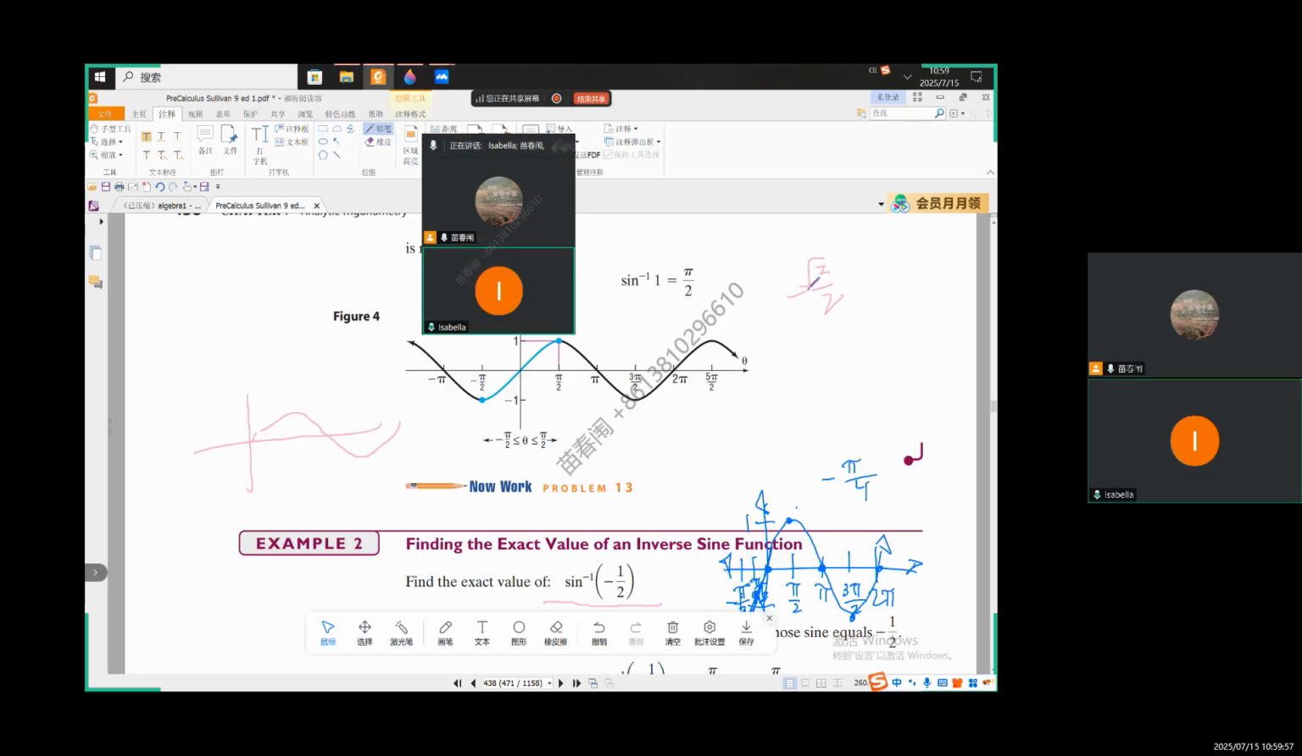So I'm trying to think about it by the graph. It's because I know sine 30 degrees is 1 over 2. This is a special angle. Sine 30 degrees, oh, 30 degrees, I thought you said 3 degrees. Yeah, that makes sense. So it must be pi over 6. Mathematically, that makes sense. So it's probably negative pi over 6.